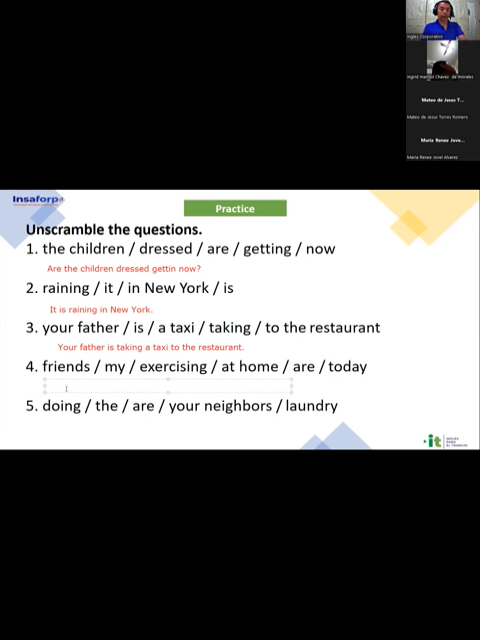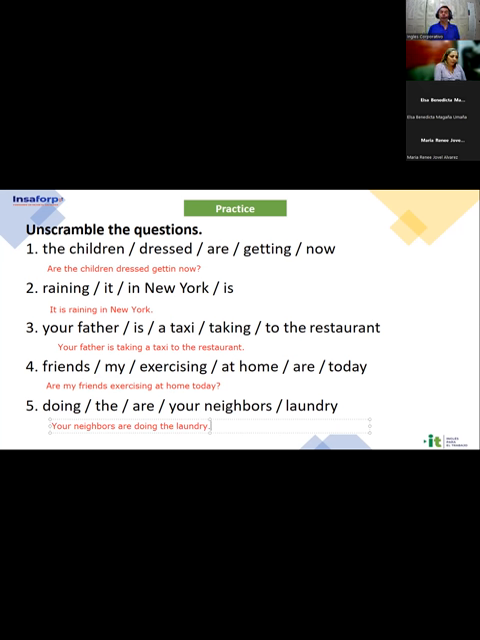Number four, group number one again. Are my friends exercising today? At home today. Question mark. Good. Group number two, please. Your neighbors are doing the laundry. Okay, I will accept number four and number one as a question, right? But we don't see question mark, but that's okay. The idea is to practice.